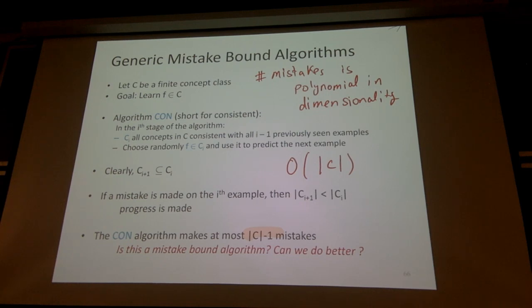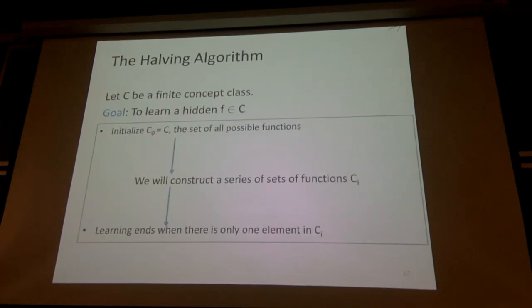But we can still ask, can we do any better? Can we do any better than order of the size of the concept class? And the answer is yes. And this is roughly where we are starting today's lecture. The halving algorithm gives you an algorithm that is always, in the worst case, better than the previous algorithm we saw. Once again, the setting is the same. We have a concept class C, and we want to learn an unknown function from it using the mistake bound model.